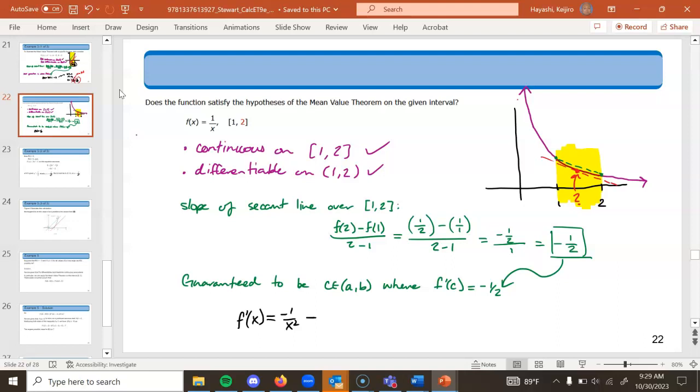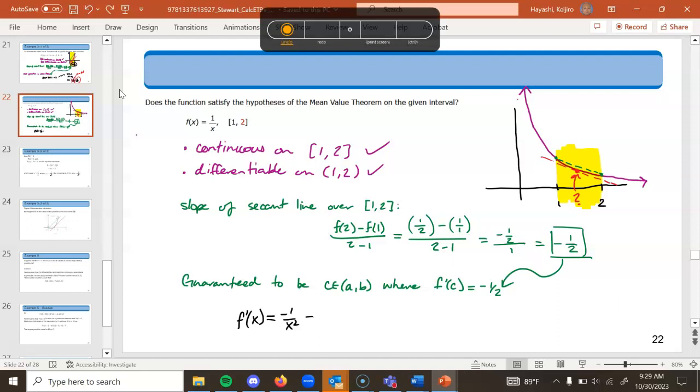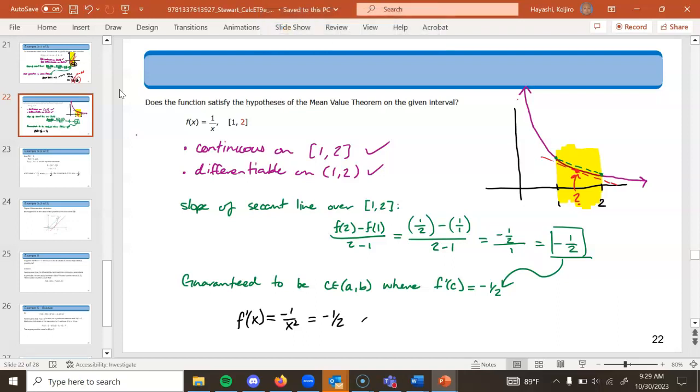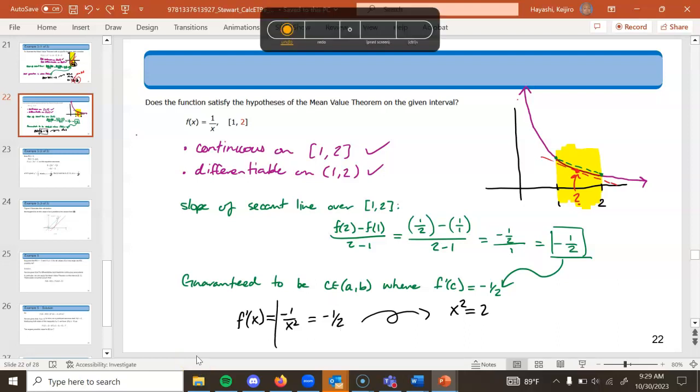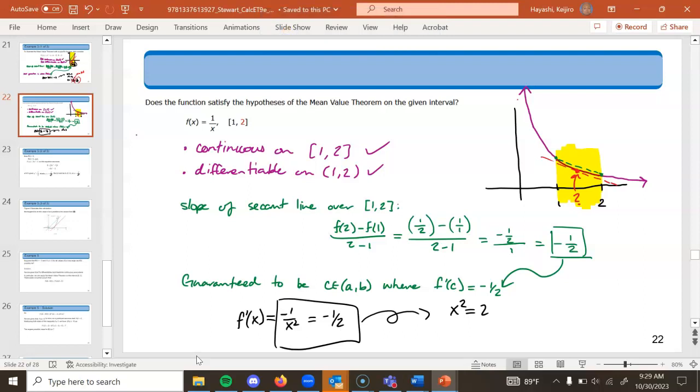But anyways, you take this, you set it equal to that negative 1/2, and then from there you can get x squared equals 2. Essentially just by taking both sides of this, flipping them upside down, getting rid of the negative: negative 1 on top of x squared equals negative 1 on top of 2, then x squared must equal that 2.